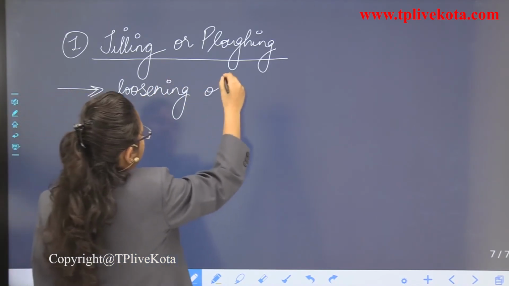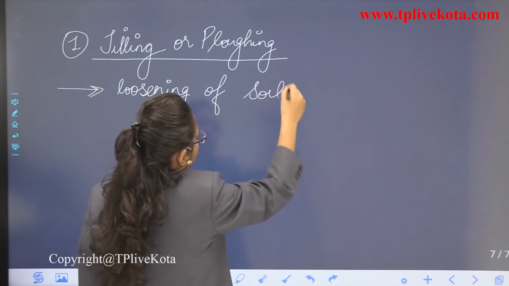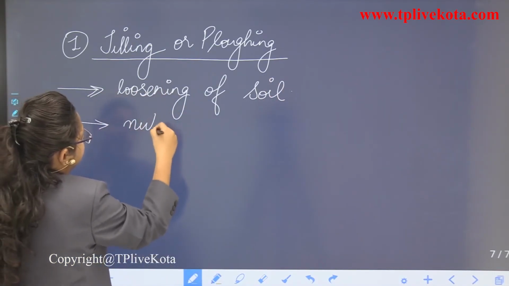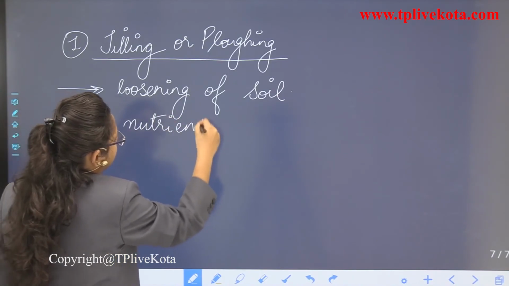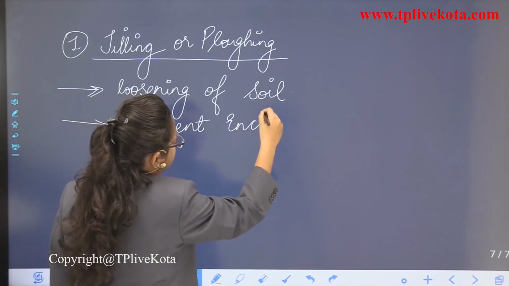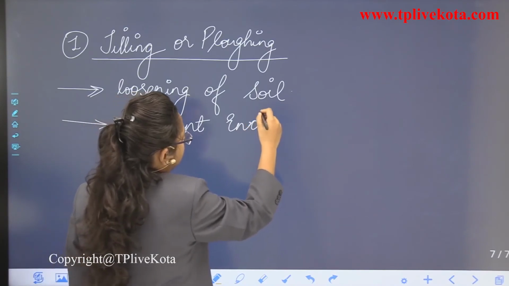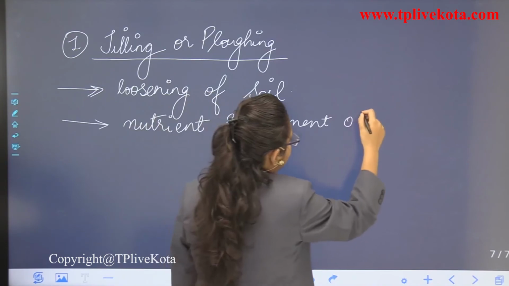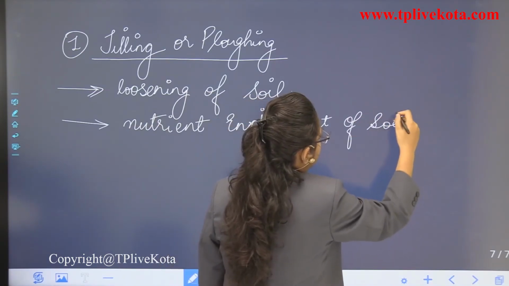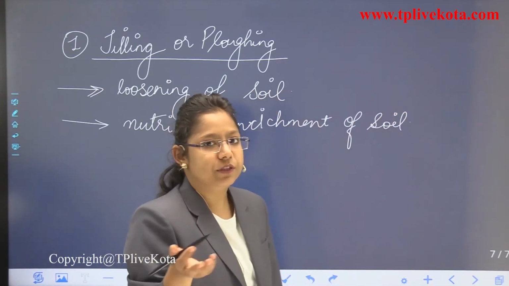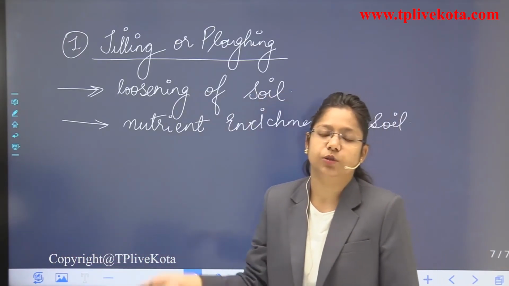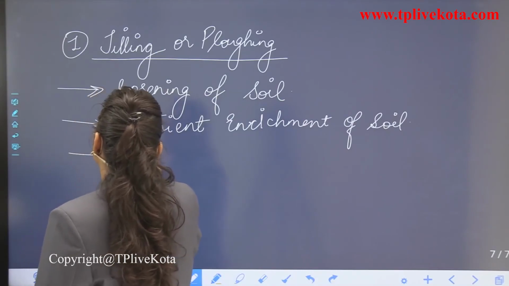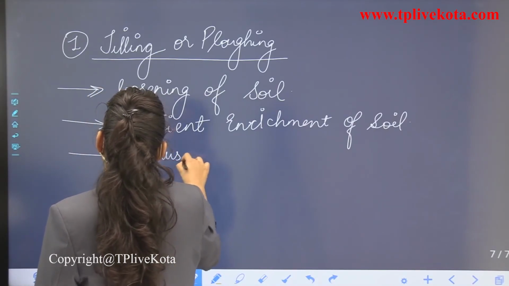Loosening of soil. And what happens when loosening of soil occurs, students? The nutrient enrichment of the soil occurs. Also, the earthworms and the microbes which were present deep under the soil come to the topmost layer of the soil. And what happens in this phase? The humus formation takes place here.